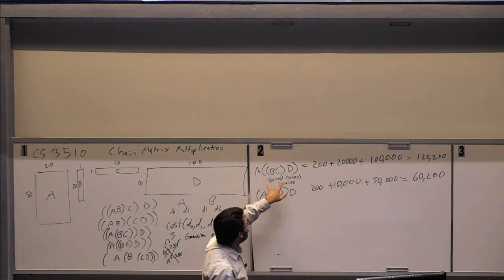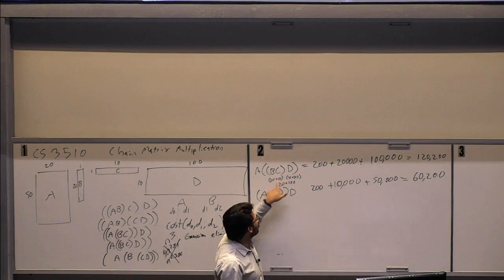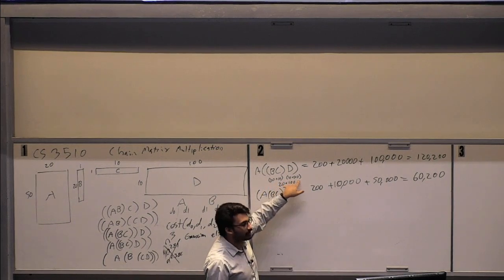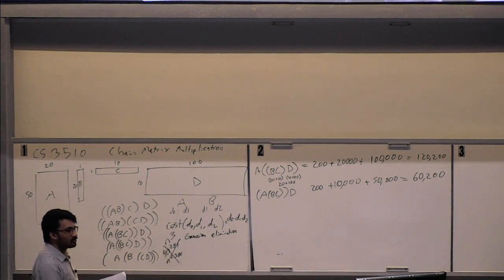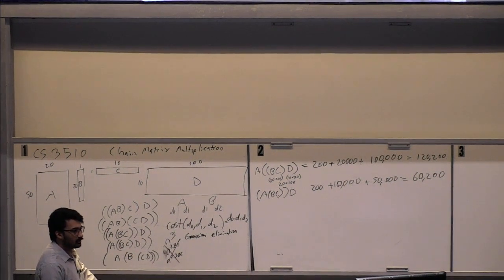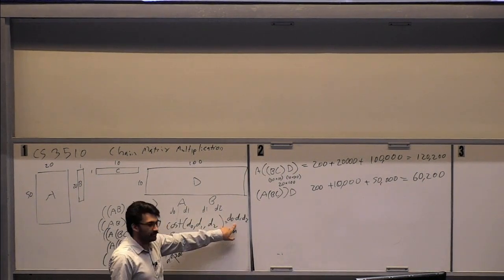BC, which we've computed in 200 operations, is going to be a 20 by 10, and we're going to multiply that by a 10 by 100, which is D. So we're going to do B times C, and then we're going to take that, store it, and multiply that by D. It would be 20 times 10 times 100. Yeah.